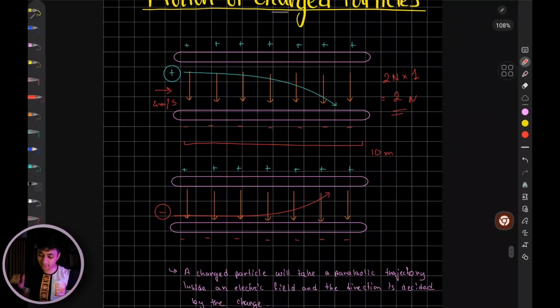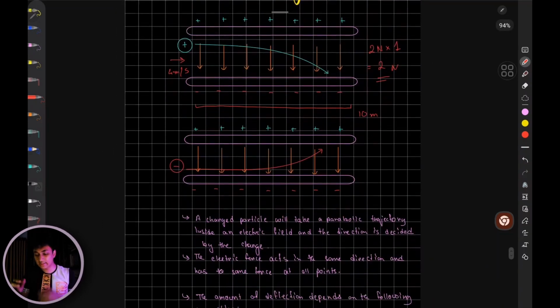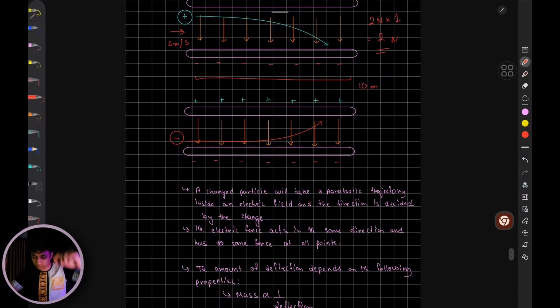In the case of a negative charge, if you notice, if released with any horizontal velocity, it's going to have a trajectory similar to a parabola. That is, it's going to be repelled by the negative plate and attracted by the positive plate. Now, the shape of the parabola is going to be influenced by a few factors.